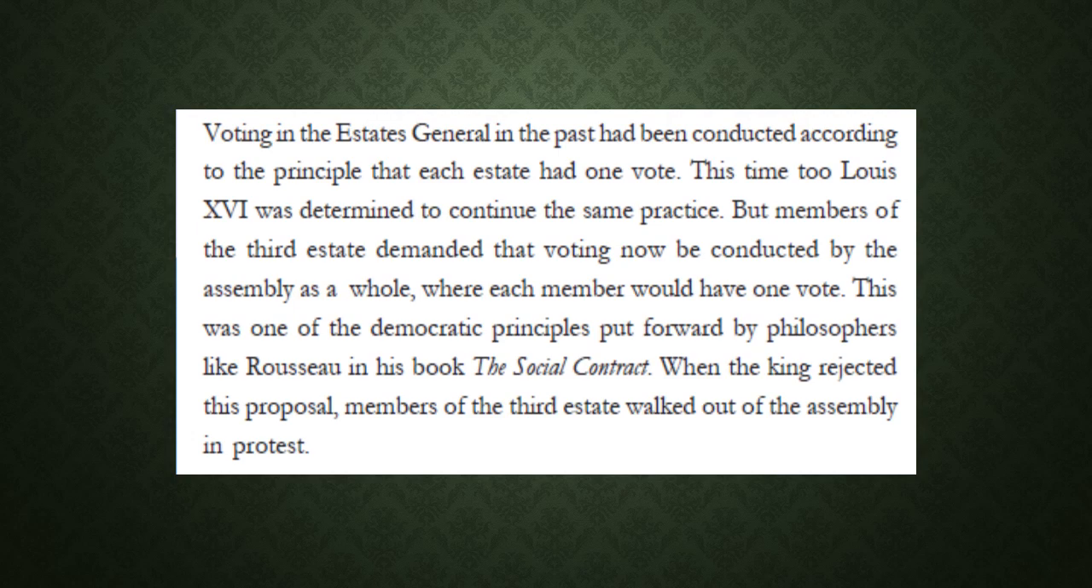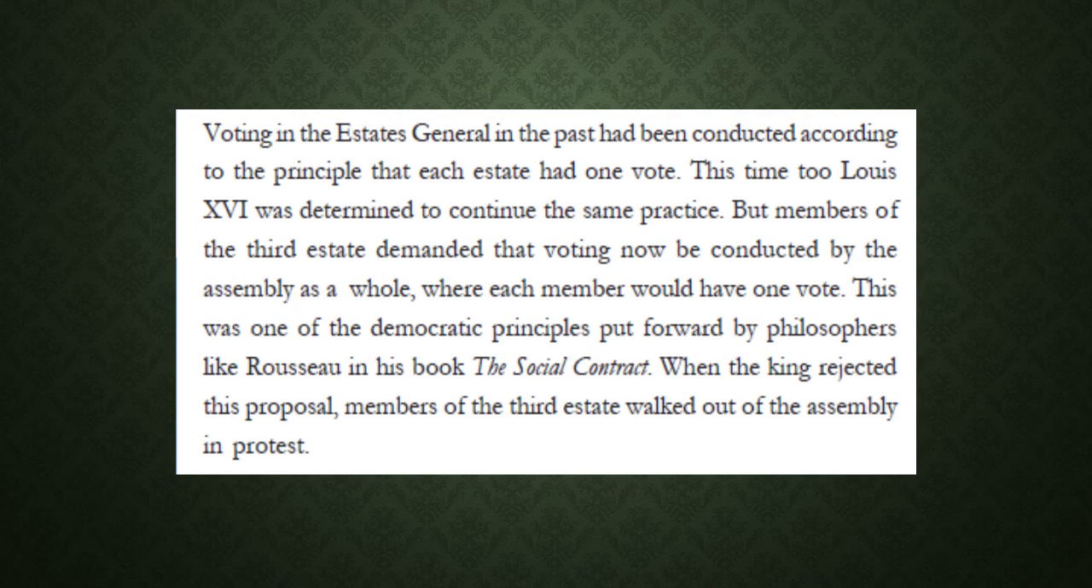But members of the Third Estate demanded that voting now be conducted by the Assembly as a whole, where each member would have one vote. This was one of the democratic principles put forward by philosophers like Rousseau in his book The Social Contract. When the king rejected this proposal, members of the Third Estate walked out of the assembly in protest.